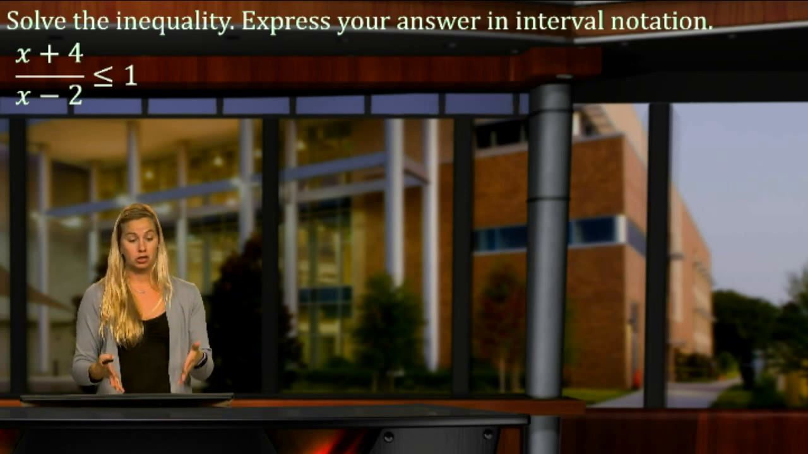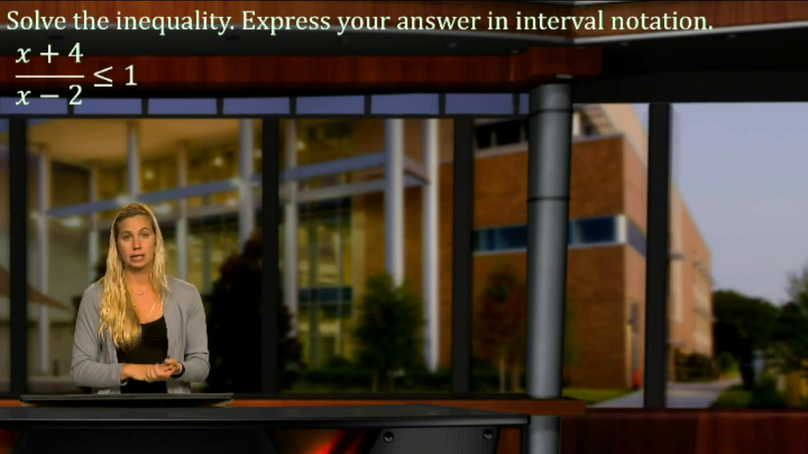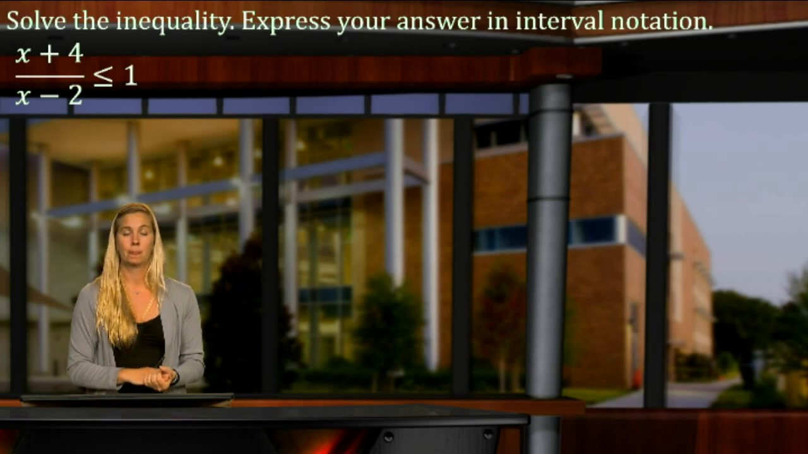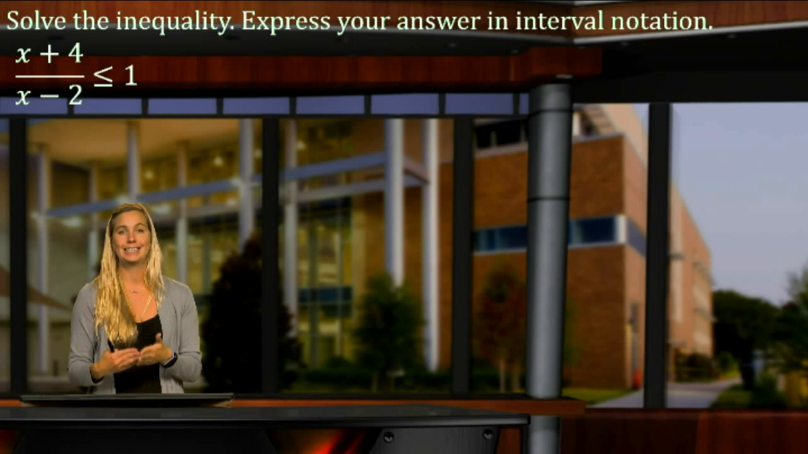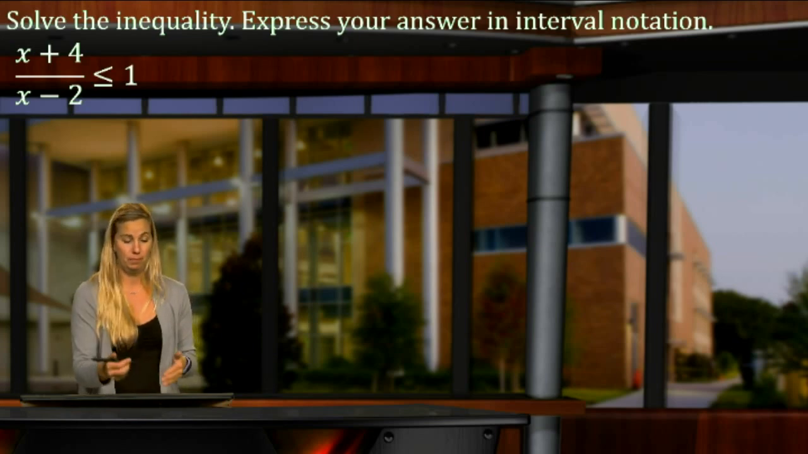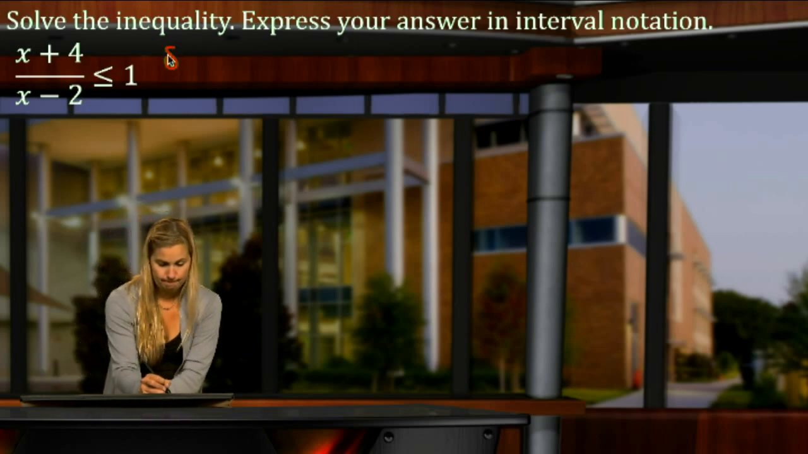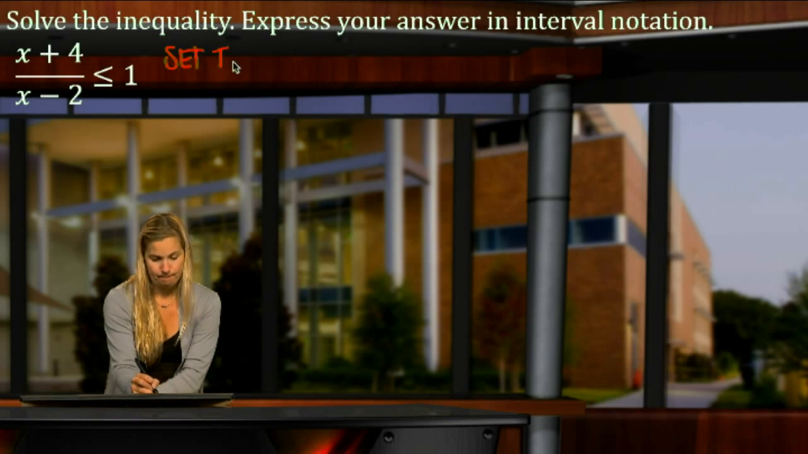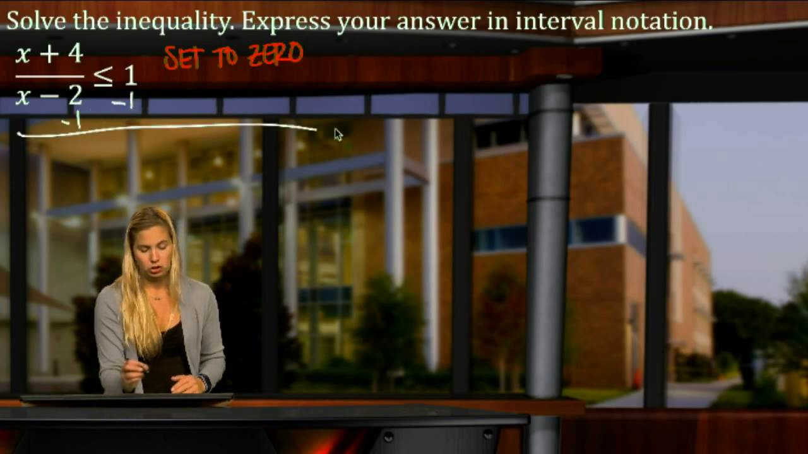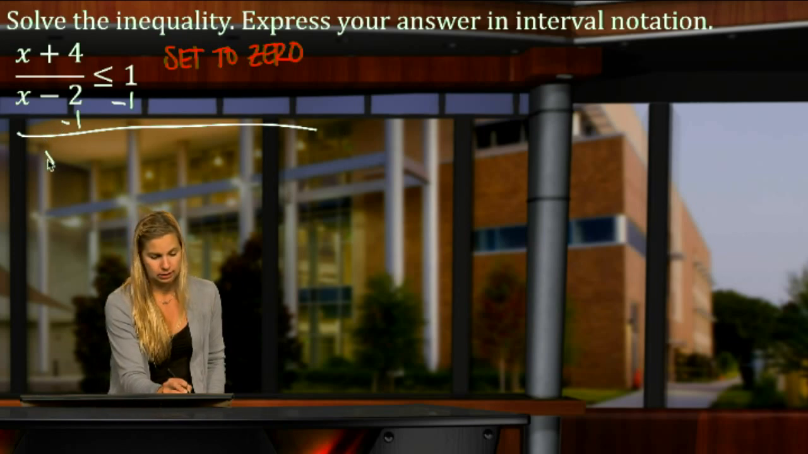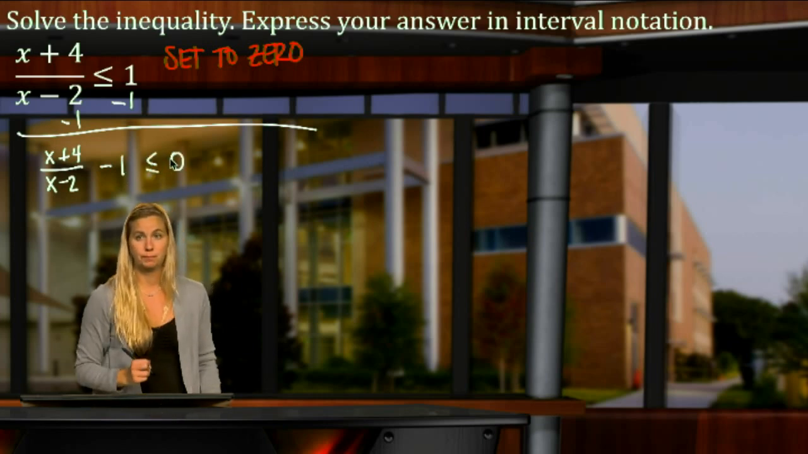Another inequality, a rational inequality: x plus 4 over x minus 2 is less than or equal to 1. Think back to those steps for solving a polynomial. The first thing we want to do is set it to 0. So we need to do that in this problem. We need to subtract 1 from both sides, which looks a little funny. So we've got x plus 4 over x minus 2 minus 1 is less than or equal to 0.